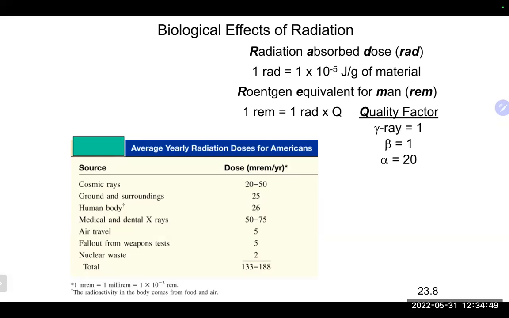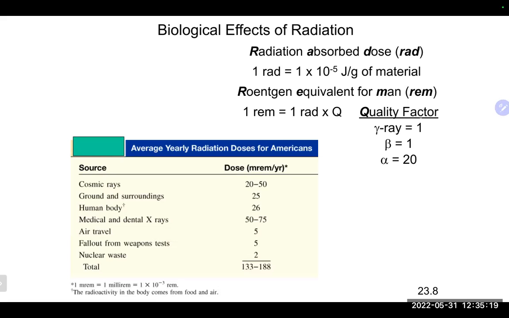Speaking of that, we do get exposed to radioactivity from a variety of sources, and there are a couple of measurements of the biological effects of radioactivity: the rad and the rem. A rem is sort of an equivalent for man. You can see things like cosmic rays, dental or medical x-rays, air travel. If you happen to live near a nuclear waste or weapons test site, perhaps you get a little bit more than that. The rem is the human equivalent.